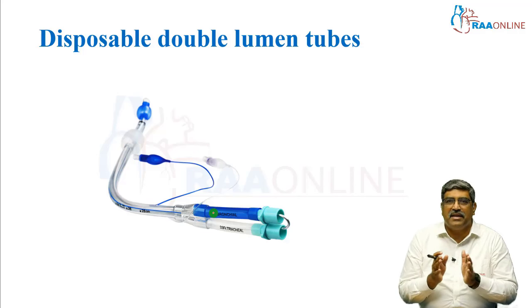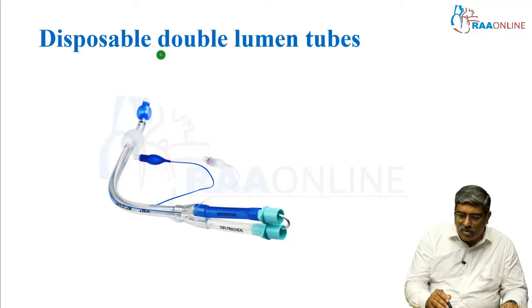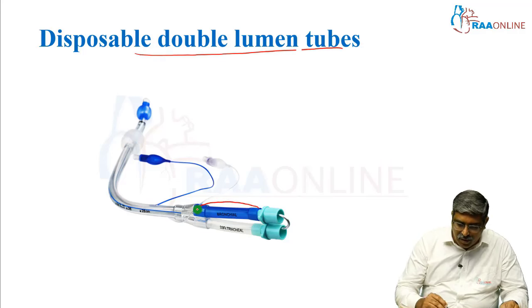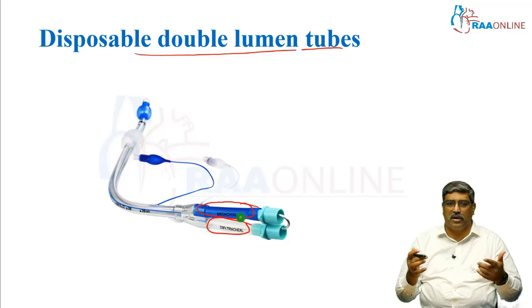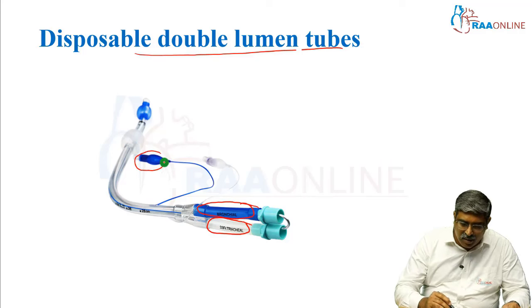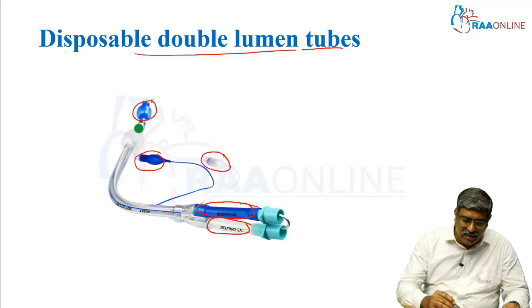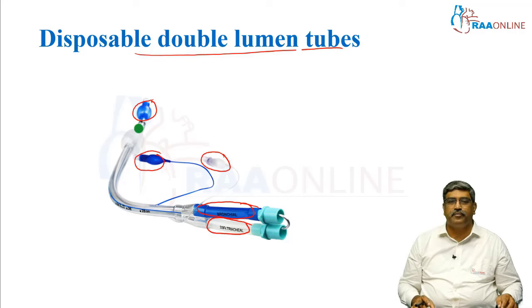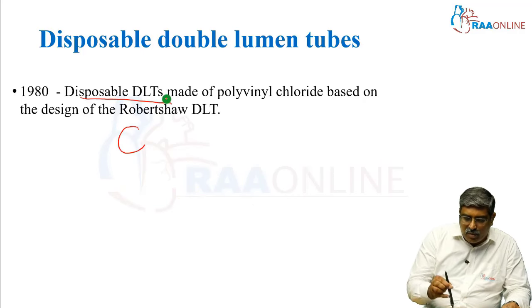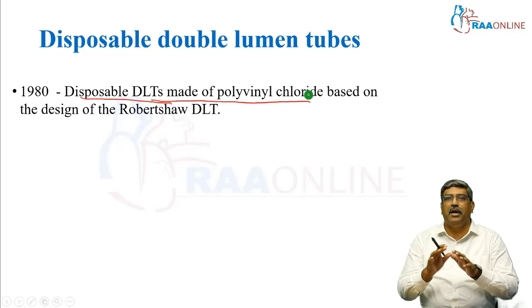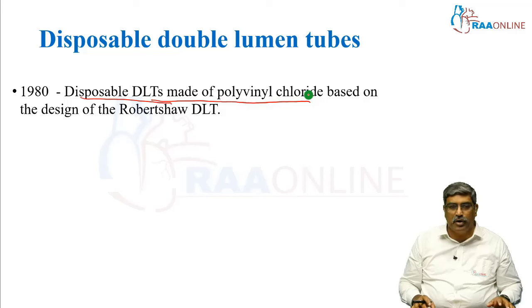Then the 1980s and 90s saw the disposable double-lumen tube, which is transparent. Here you have bronchial lumen, which is colored in blue, and the tracheal lumen, which is white or grey, you can say it. This is the bronchial pilot balloon and this is a tracheal pilot balloon, and here you can see the bronchial cuff in blue color and the tracheal cuff. So this disposable double-lumen tube is made up of polyvinyl chloride made on the design of Robertshaw double-lumen tube.